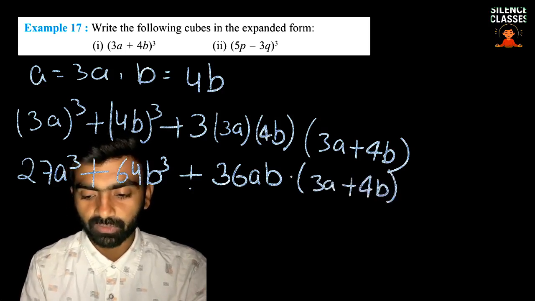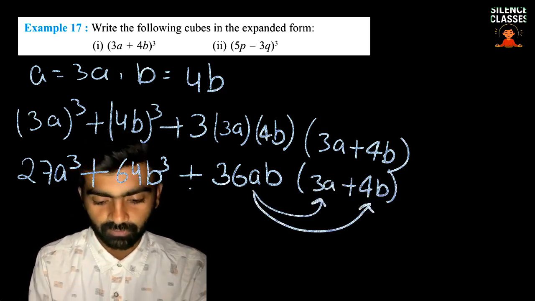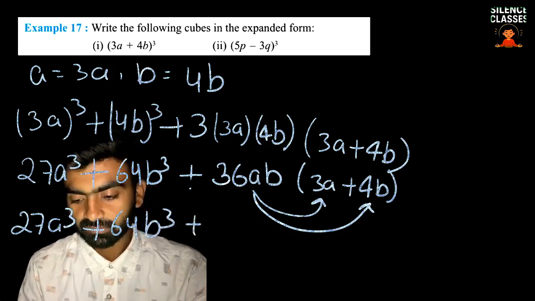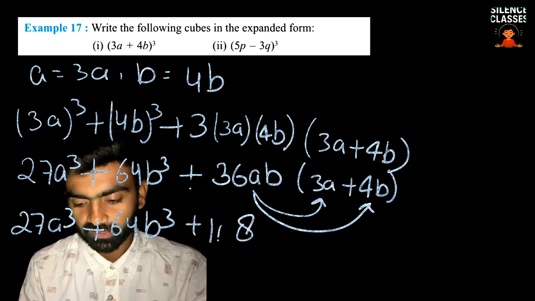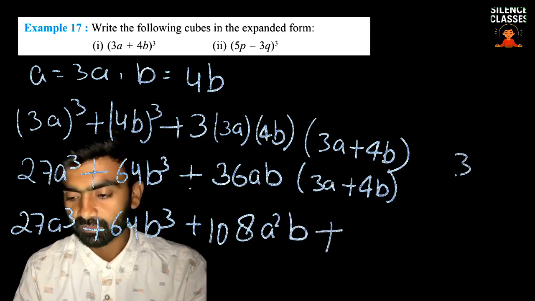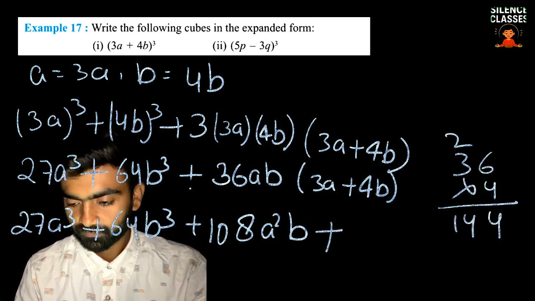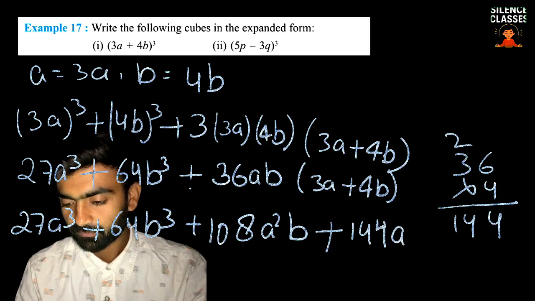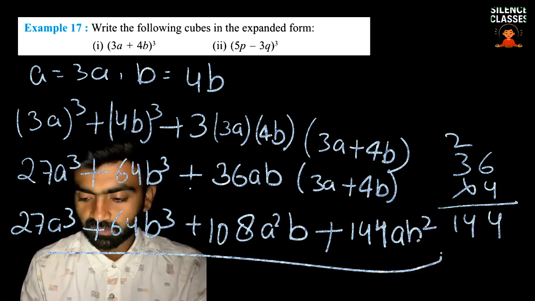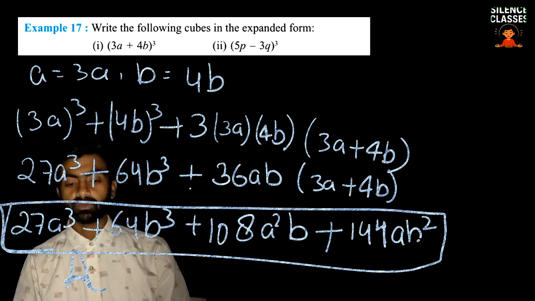Now we will multiply, because over here the bracket is here. First we will multiply it by this one, then we will multiply it by this one. So 27 a cube plus 64 b cube, 3 6s are 18, 3 3s are 9, a multiplied by a will become a square b. Plus, now 36 multiplied by 4 is 144 ab square. So we will get the answer. This is the answer of this given question.